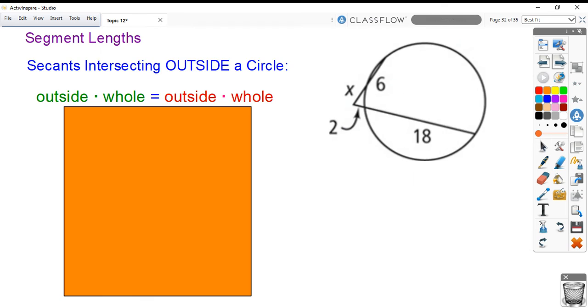Go on to our next one. Our next one is talking about secants intersecting outside of a circle. This one says outside times whole equals outside times whole. Let's talk about that.